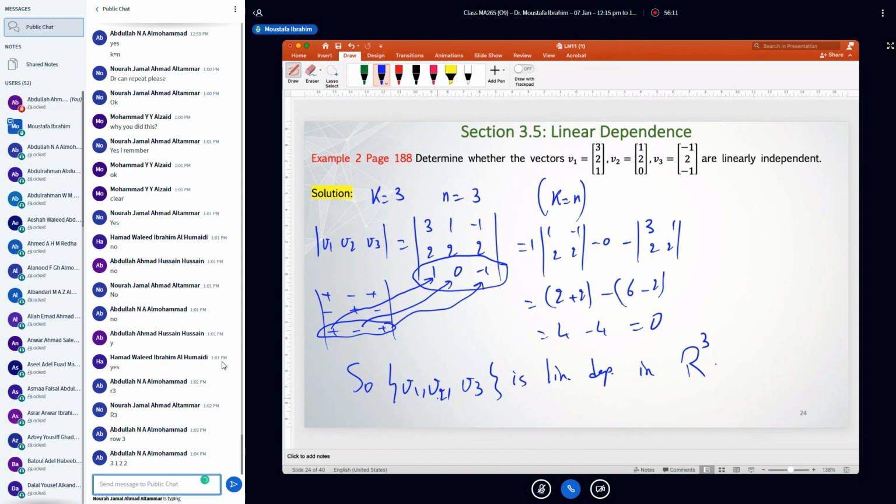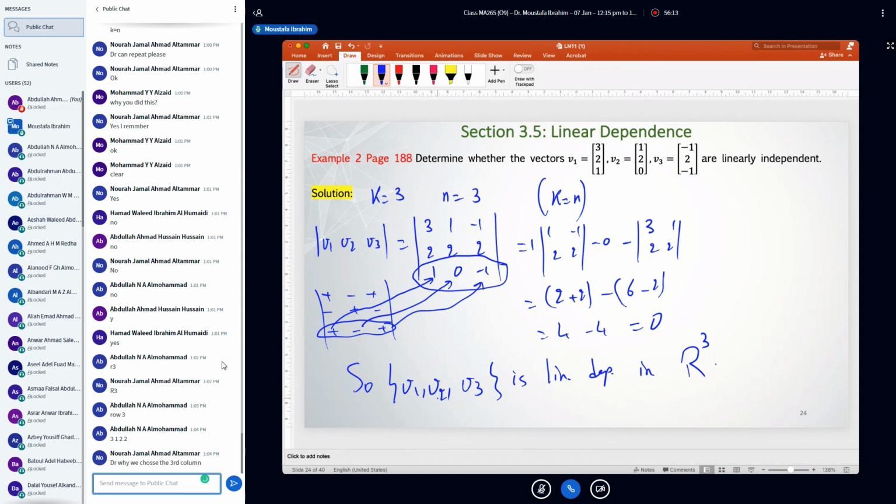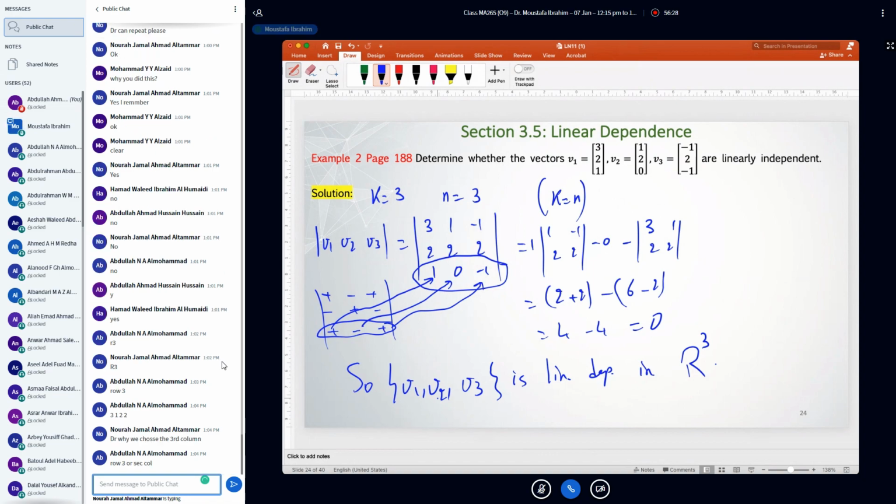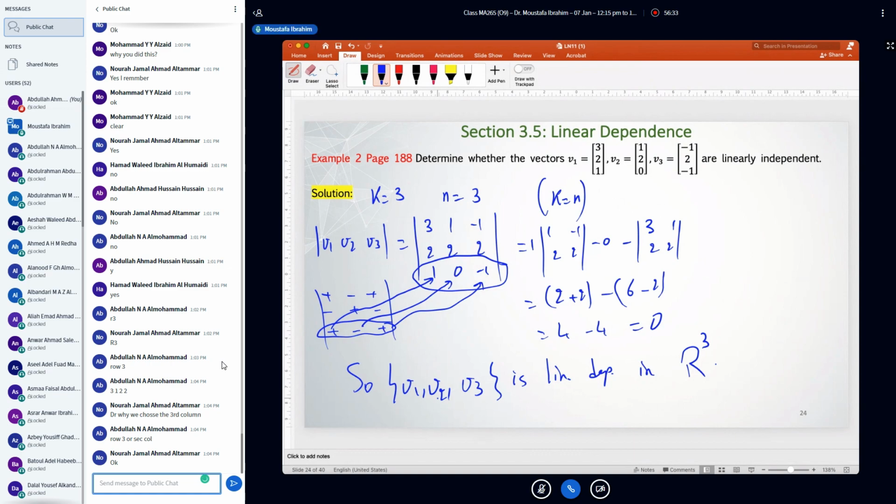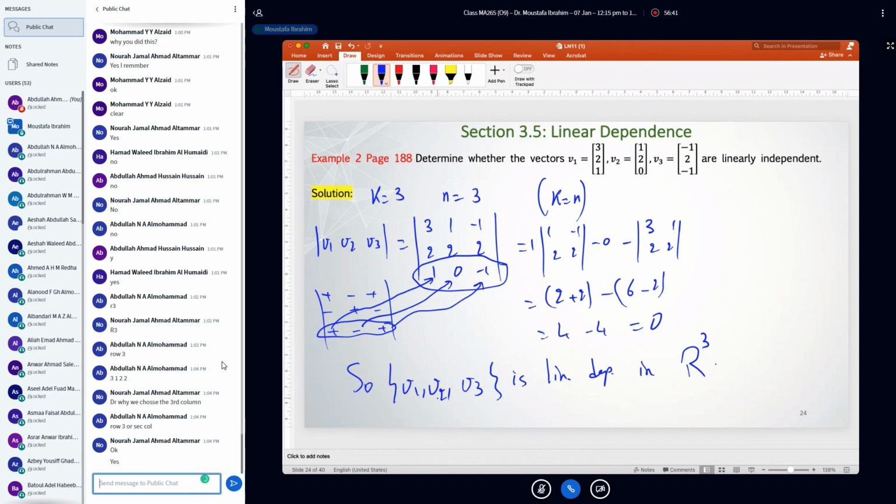Pay attention, guys. If you use determinant for polynomials, I will consider it as false. We do it only for Rn. Because it has 0, Nora. It seems you forgot determinant. Remember? Or second column, yes. Second column also has 0. Very good.